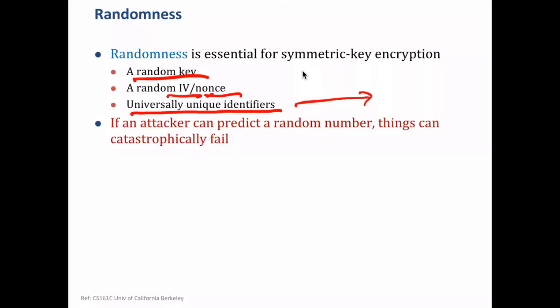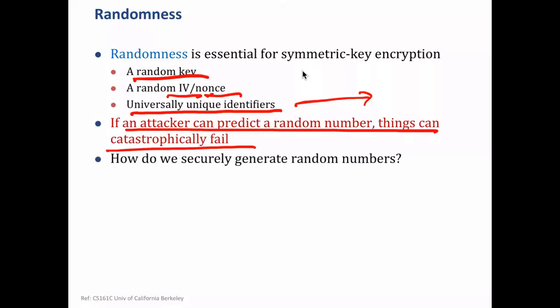Now, if an attacker can predict a random number, then things can go very, very bad. So the question is, how do we generate truly random numbers? Any thought about it? If you use an algorithm, well, all algorithms are deterministic.